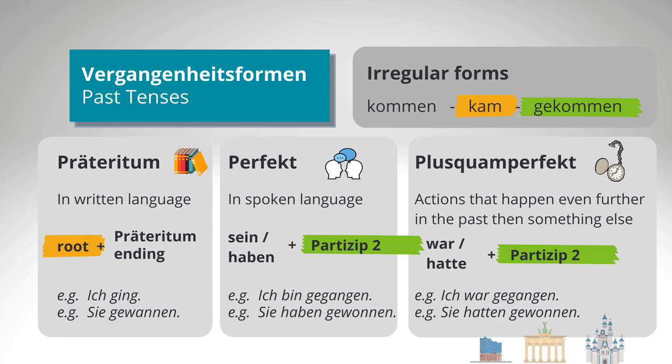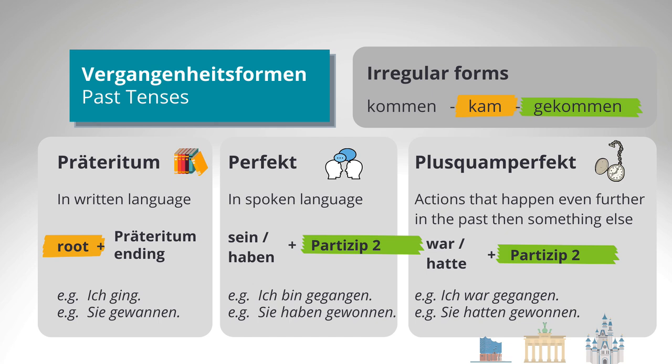The third form that we have is the Partizip 2, in this case gekommen. This is probably the easiest because it doesn't need to be conjugated. You just need to look it up in the table and then you have your Partizip 2. So let's repeat that one more time. If you have an irregular verb in the Präteritum, you just need to look for the second form of the three forms of irregular verbs. And if you have an irregular verb in the perfect or plusquamperfect, you look for the third form, the Partizip 2. Everything else stays the same.